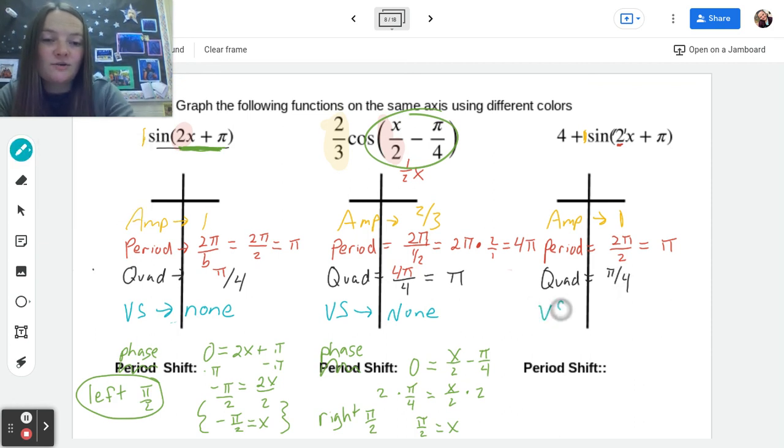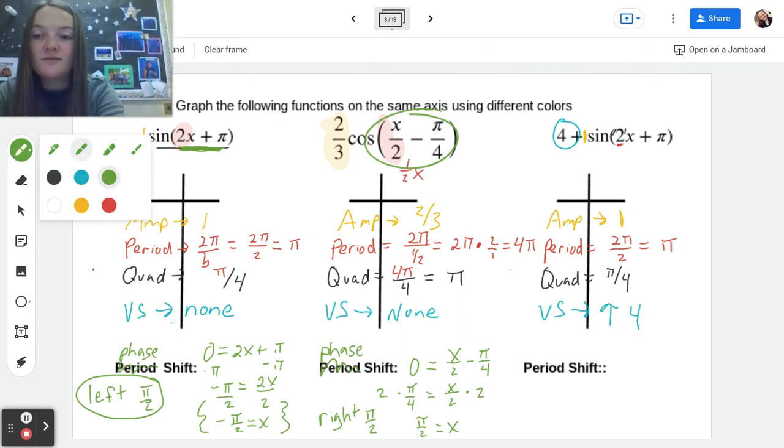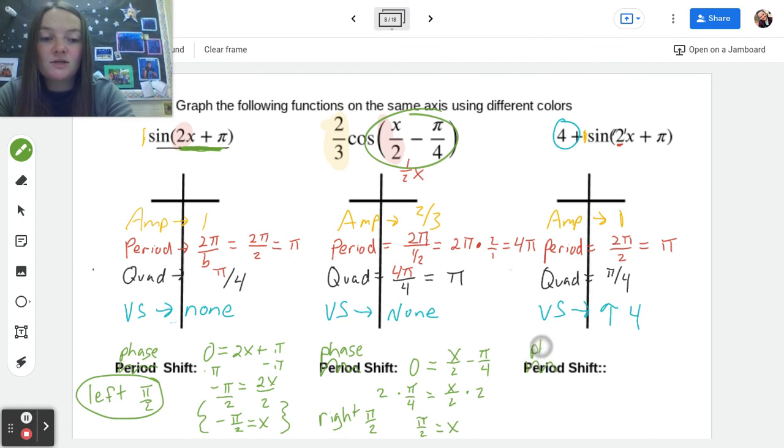For the vertical shift, there actually will be a vertical shift this time. It is the number being added or subtracted to the function. We added 4 to the function, which means we need to go up 4. Lastly, for the phase shift, we're going to set the whole inside equal to 0. So 0 is equal to 2x plus pi, subtract pi, and we'll get negative pi over 2 is equal to x, which means we need to move left pi over 2.